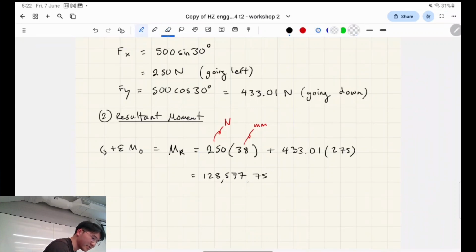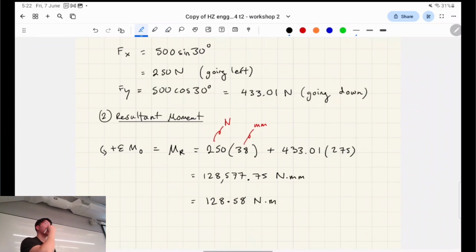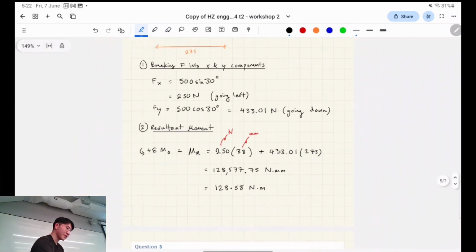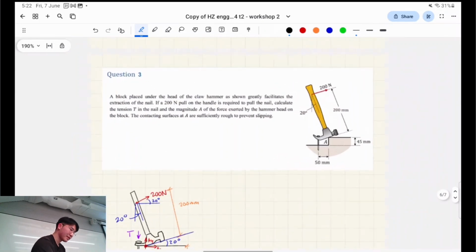That results in this number in Newton millimeters, right? But I'm going to convert it to Newton meters. It's just a little bit cleaner than kilonewton meters in this case. So to do that, divide by 1,000, that's in Newton meters, yeah? Cool. Is that all good with everyone? Cool. That's that question.